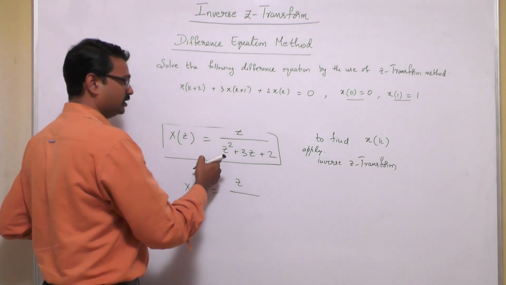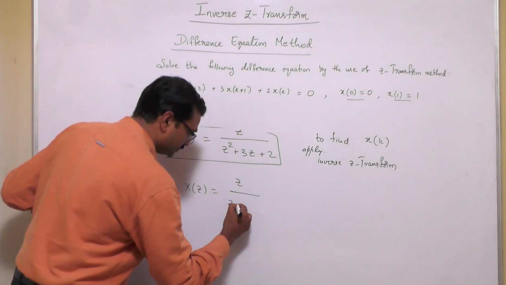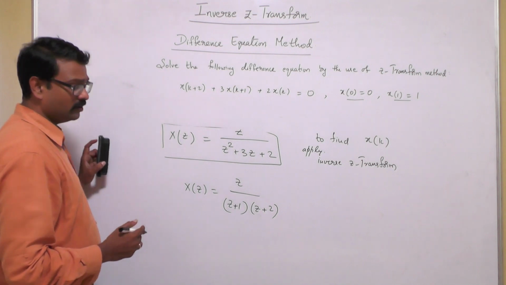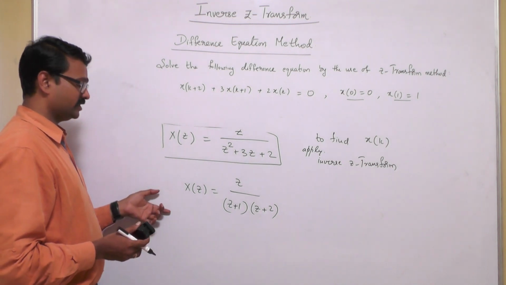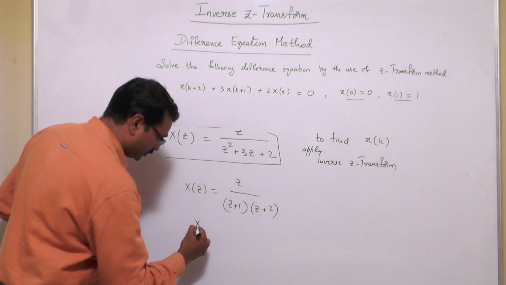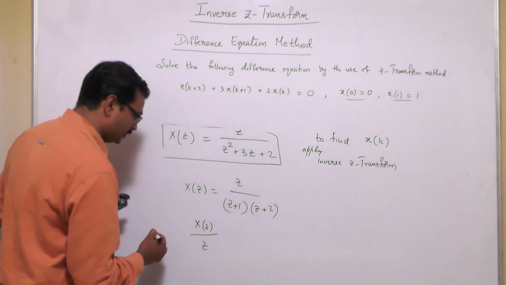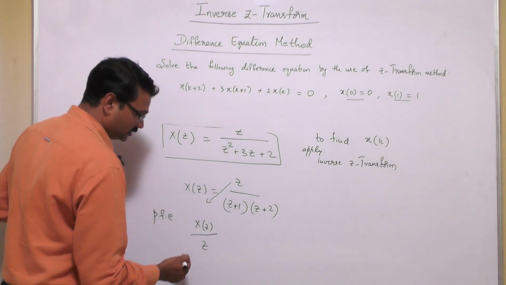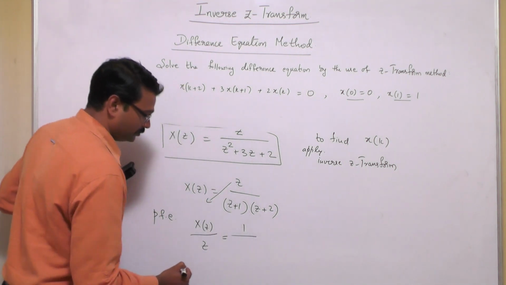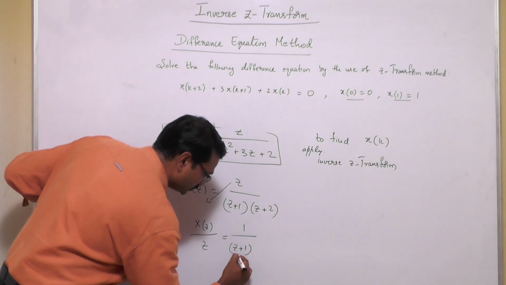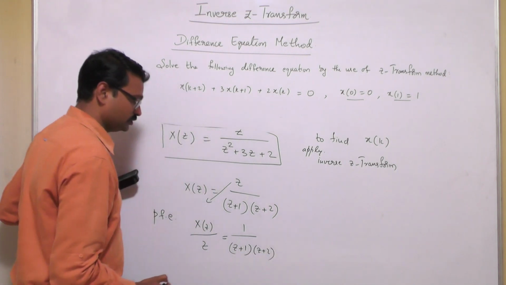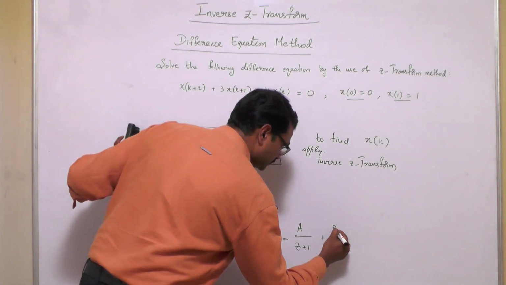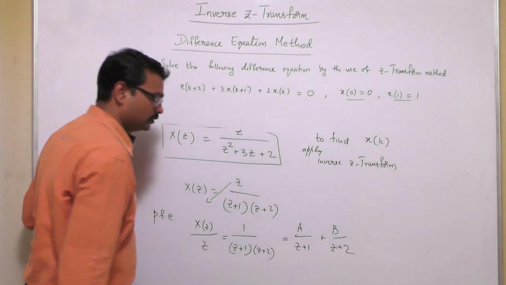z by z squared plus 3z plus 2, I can write it as z plus 1 into z plus 2. Now, since we have already discussed the partial fraction expansion method, I can go for x of z by z based on the partial fraction expansion method. I will bring z to this point and write z plus 1 into z plus 2, where I can say that it is a by z plus 1 plus b by z plus 2.